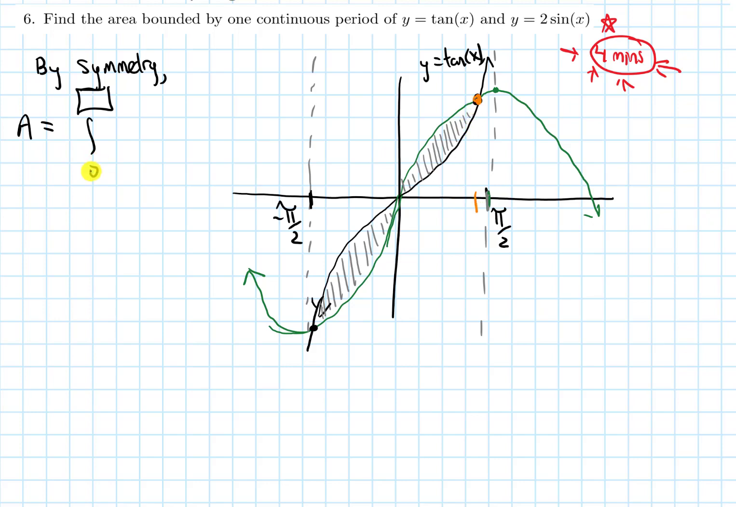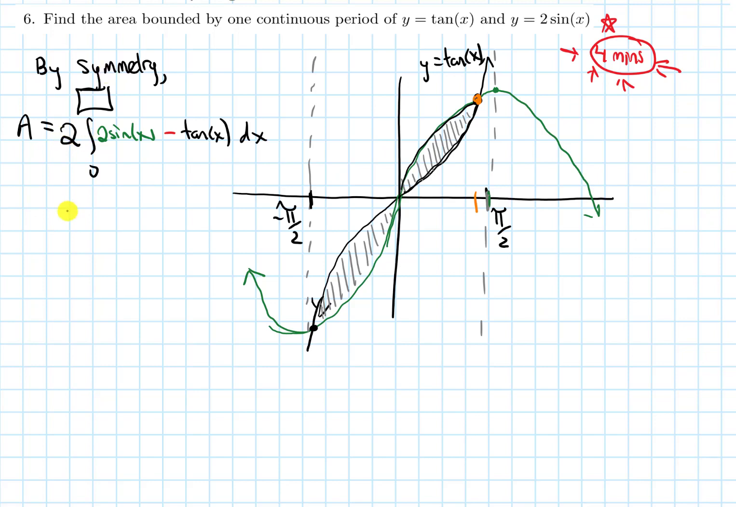So I can find the integral from 0 to whatever that intersection point is of the top function. The top function that I have here is 2 sine x, minus the bottom function. The bottom function is tangent x dx. But that would just give me 1/2 of the area by symmetry. So I'm going to need to double this. I'll multiply the whole thing by 2.